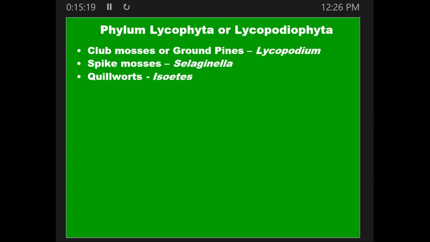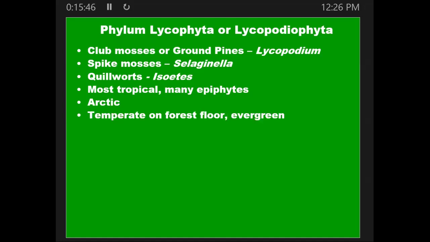So if you want to really see these, go tropical. That's where most of them are. And a lot of them, especially the spike mosses, are epiphytic. That just means they're hanging out on other plants. They're not causing harm. They're just hanging out on those other plants. And even in more coastal areas, very cold, the Arctic, you can find this phylum of plants, but we have them around here. They're very fun to see, especially in the middle of winter, poking through the snow because they are evergreen. So the sporophyte does have a true leaf, but it's the microphyll type leaf.